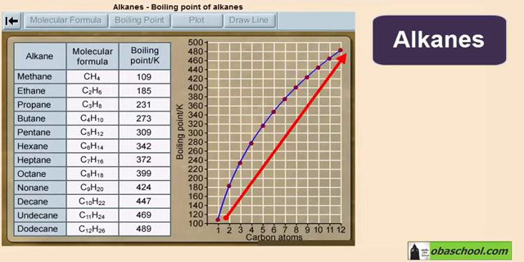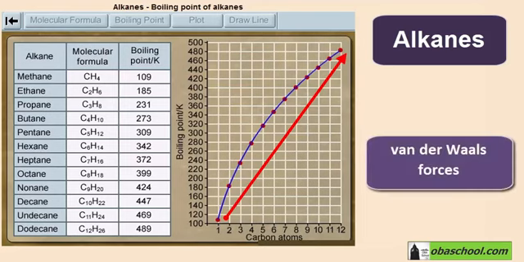Because as the chain length increases, the van der Waals forces, which are the intermolecular forces acting between alkane molecules, become stronger, and thus the boiling point increases.